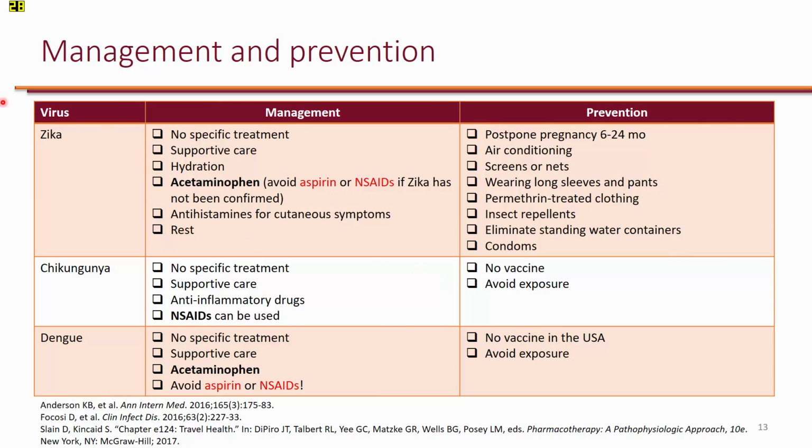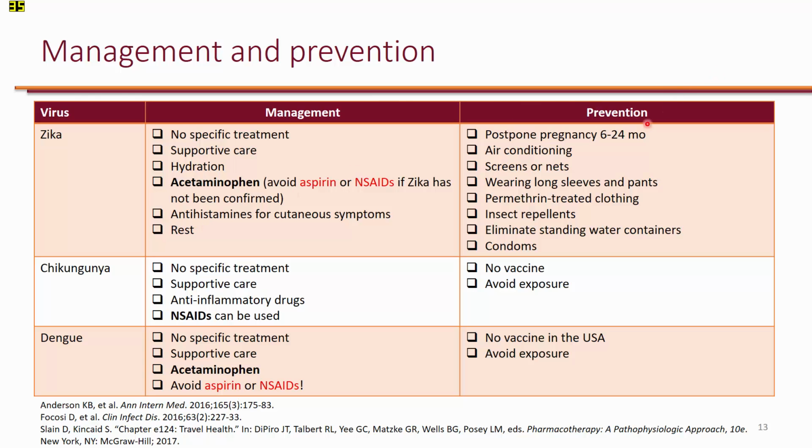Now, let's look at the management of these infections. For Zika, there is no specific treatment. Treatment will primarily be supportive care and hydration. It is important to use APAP for fever and avoid aspirin and NSAIDs if Zika has not been confirmed, because the presentation could be just like the dengue virus. So if you don't know for sure if it's Zika virus, you should avoid aspirin and NSAIDs because it could potentially be dengue. You don't want to risk bleeding in the patient. Antihistamines for cutaneous symptoms, and of course rest.